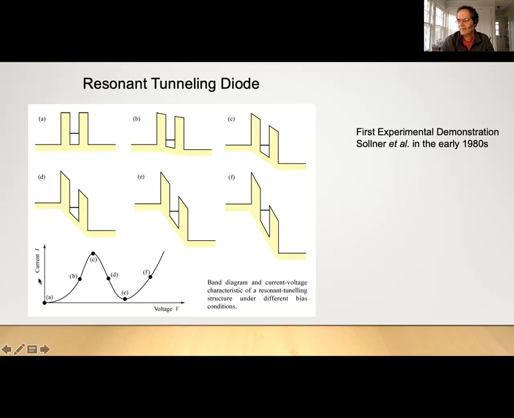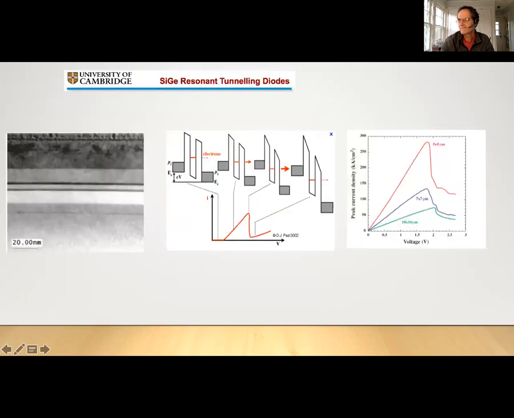These different diagrams correspond to these different points on this schematic current-voltage graph. And once again, we see a peak, a particular voltage at which the current is maximum, and then after that it decreases, okay? The first experimental demonstration of a resonant tunneling diode was by Solner in the early 1980s, okay?